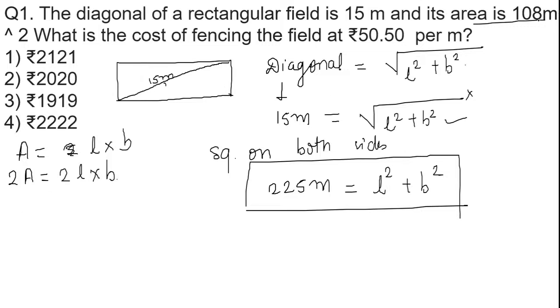Okay, so now given area is what? Given area is 108. So I'll substitute 108 in the place of area. This will give me twice of length into breadth.